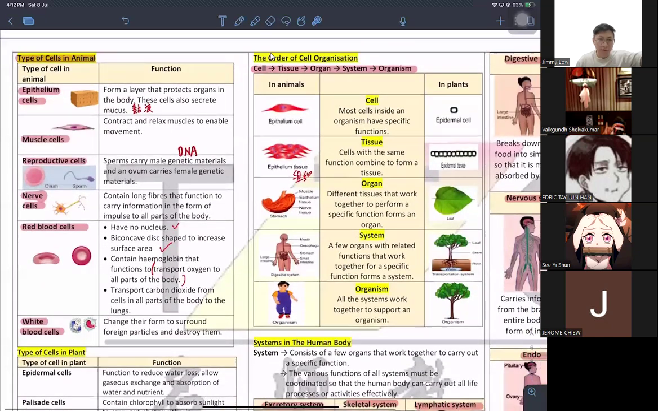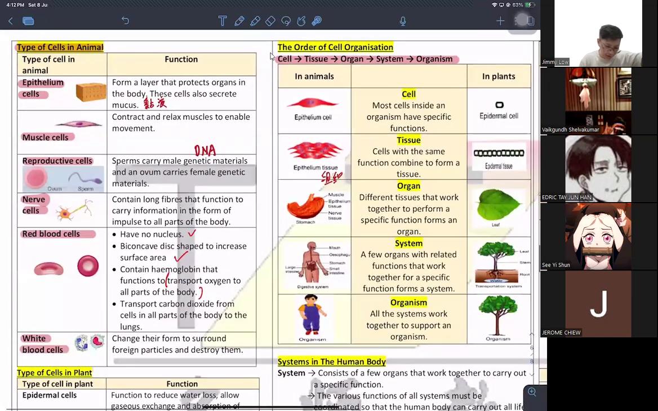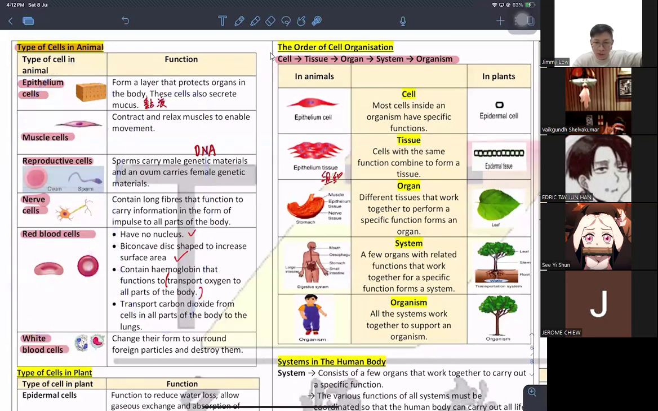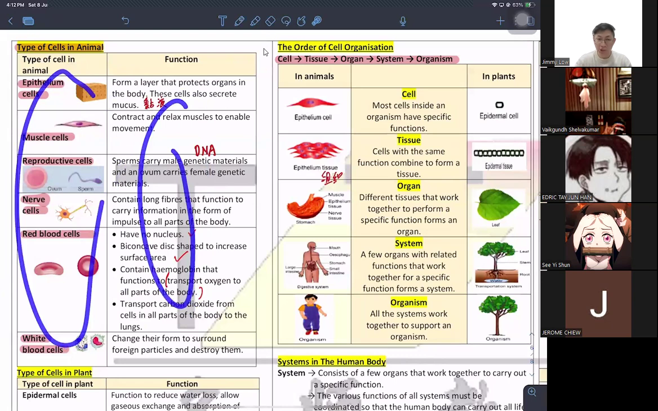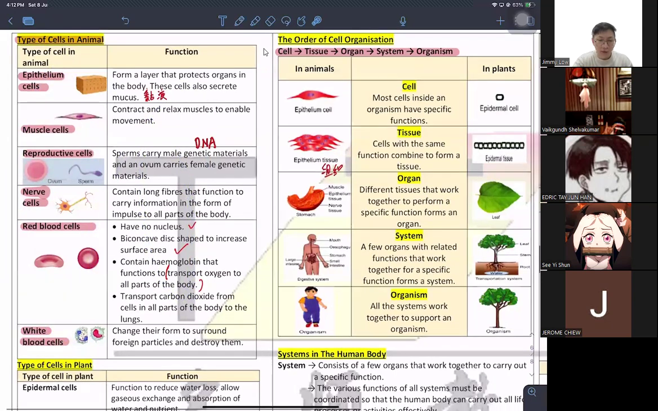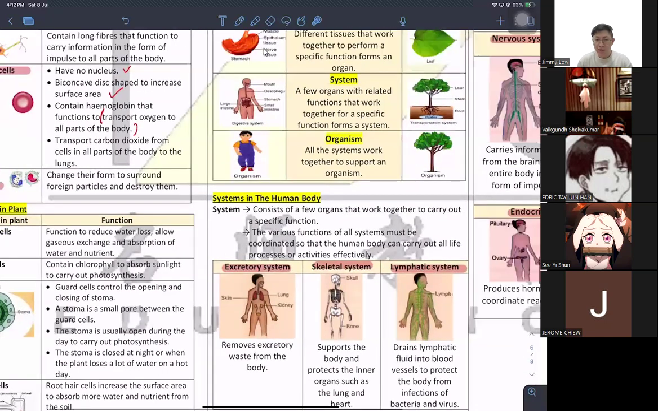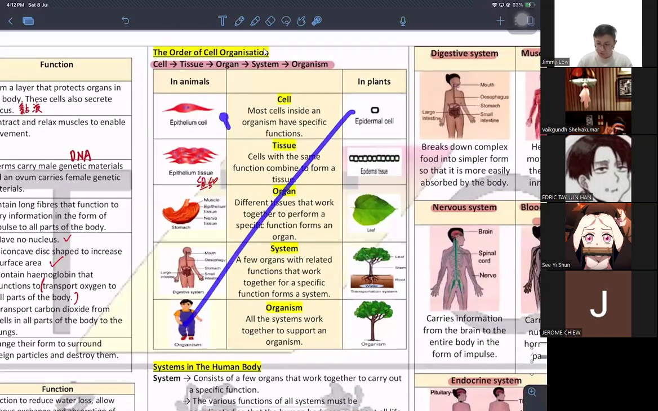Then for the type of cell here, same thing. You have to know all their names and all their functions. There's nothing to argue here, because you have no choice. We have no tricks here. Just know their name and know their function, just like how you get to know your new friend. Same goes to the type of cell for plants. Then this part, no need to memorize.